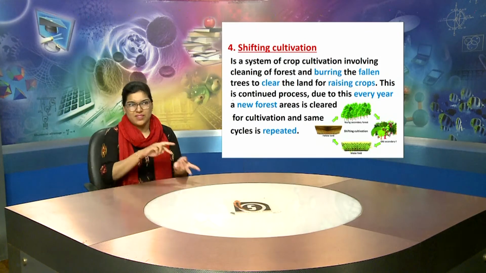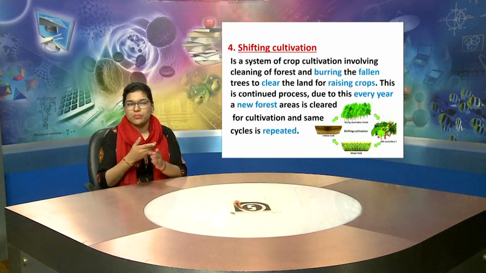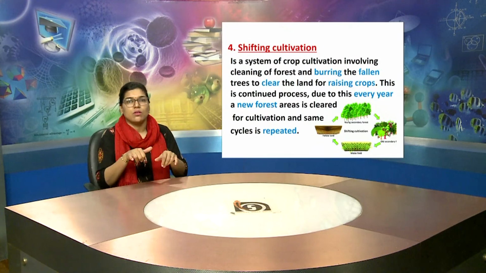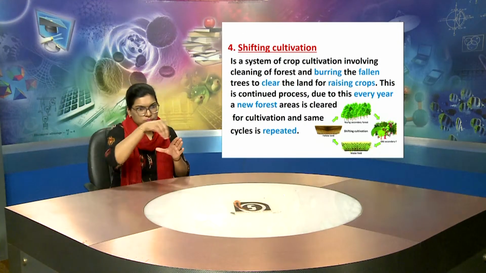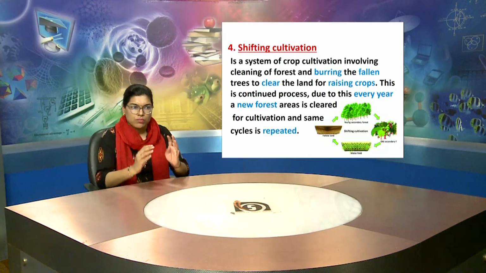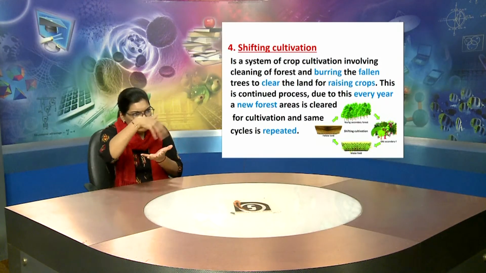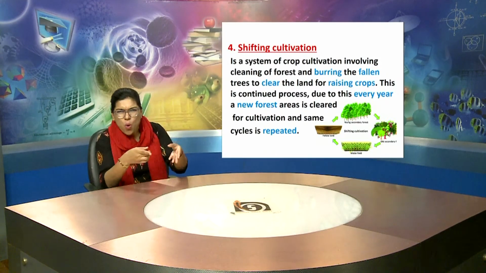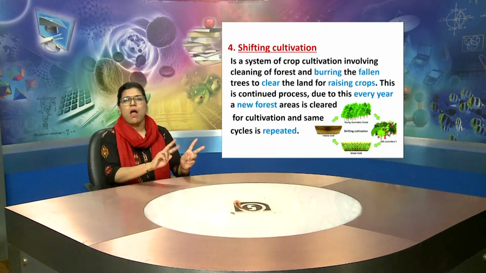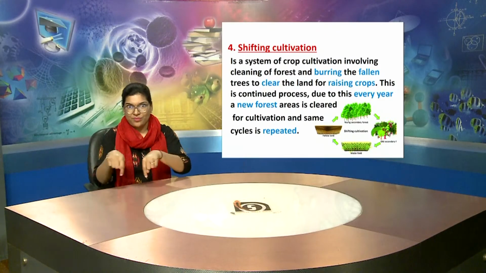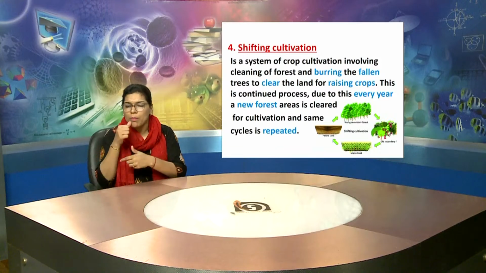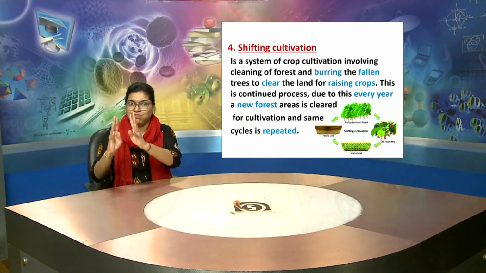The fourth cause for deforestation is the need for shifting cultivation. Shifting cultivation is a system of crop cultivation. It involves clearing of forests and burning the fallen trees to clear the land for raising crops and move to another place. And it is a continuous process.